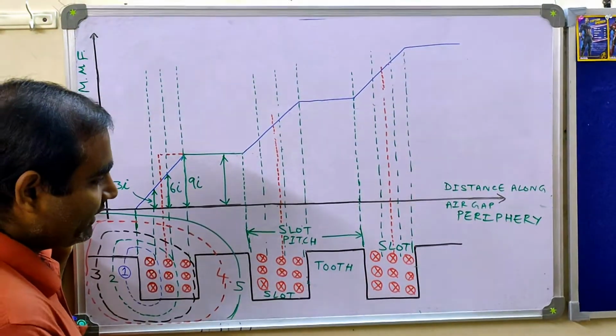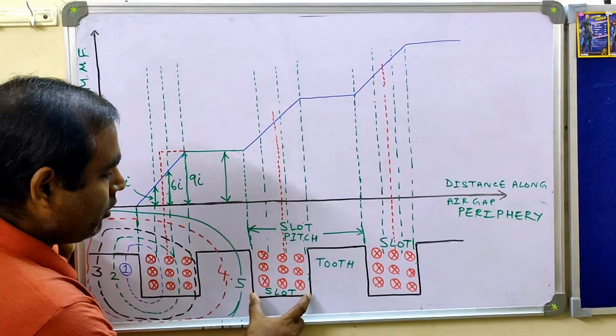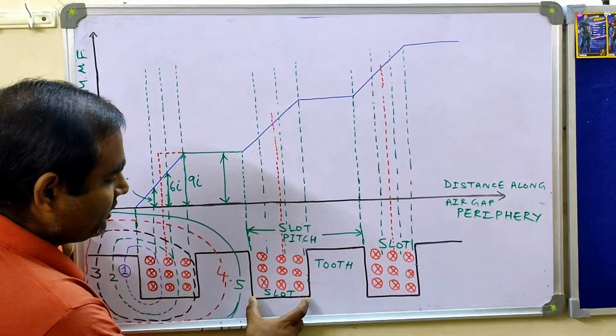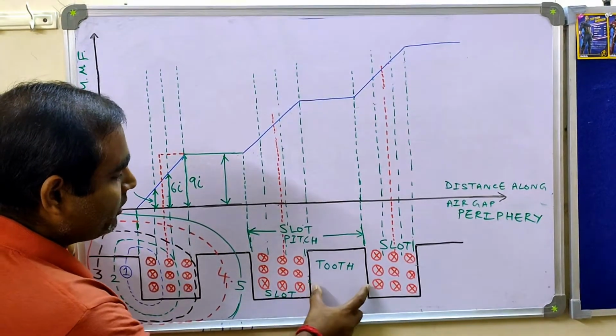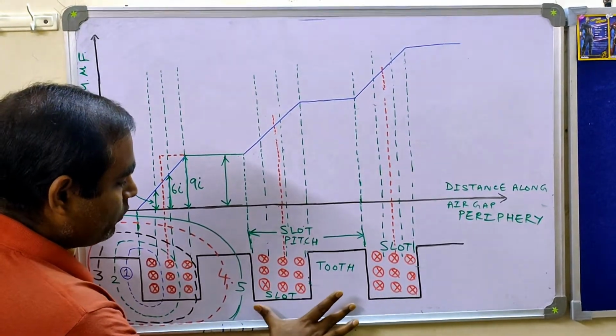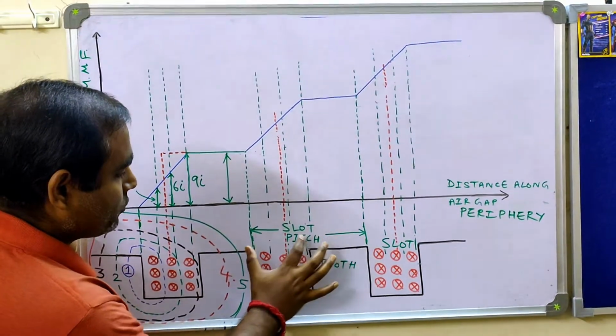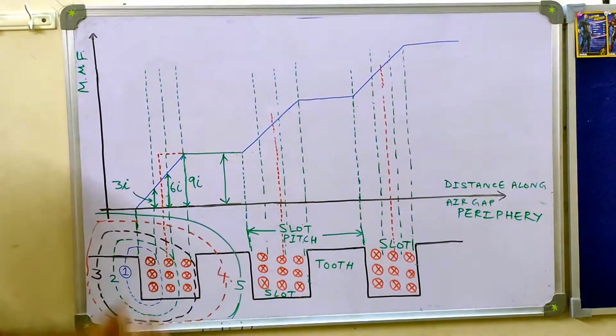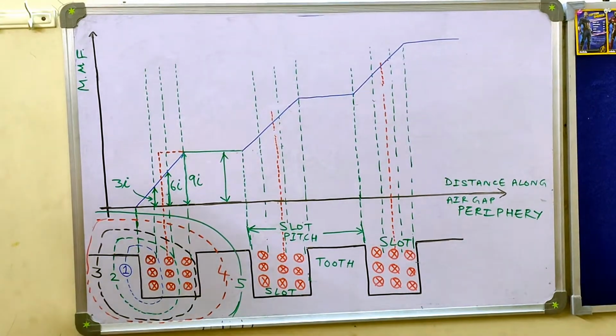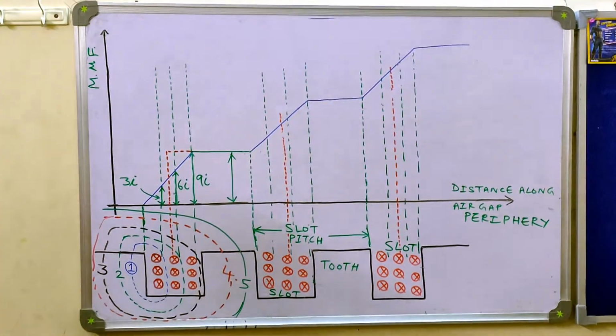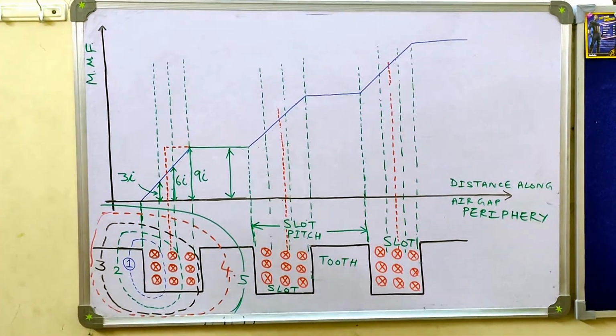Slot pitch means distance taken over one slot and one tooth. So this is my one slot and this is my one tooth. So distance taken over this one slot and one tooth is known as slot pitch. So we want to find what is the nature of variation of MMF, that is magnetomotive force, over a slot pitch.